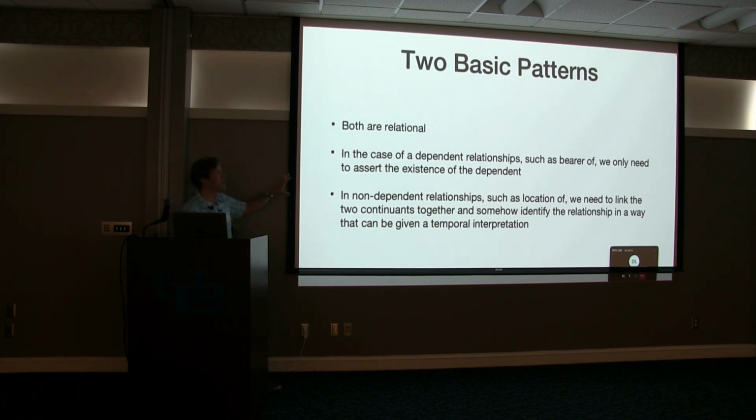In the case of dependent relationships, such as bearer of, we really don't need to do anything other than assert the existence of the dependent. But in non-dependent relationships, such as location of, we need to link the two continuants together and somehow identify that relationship in a way that can be given a temporal interpretation.